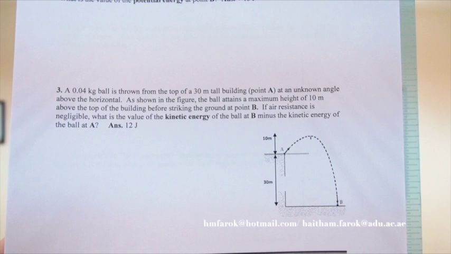What's the question here? A 0.04 kilogram ball is thrown from the top of a 30-meter tall building from point A at an unknown angle. As shown in the figure, the ball attains a maximum height of 10 meters above the top of the building before it strikes the ground at B. If the air resistance is negligible, what is the value of the kinetic energy of the ball at B minus the kinetic energy of the ball at A?